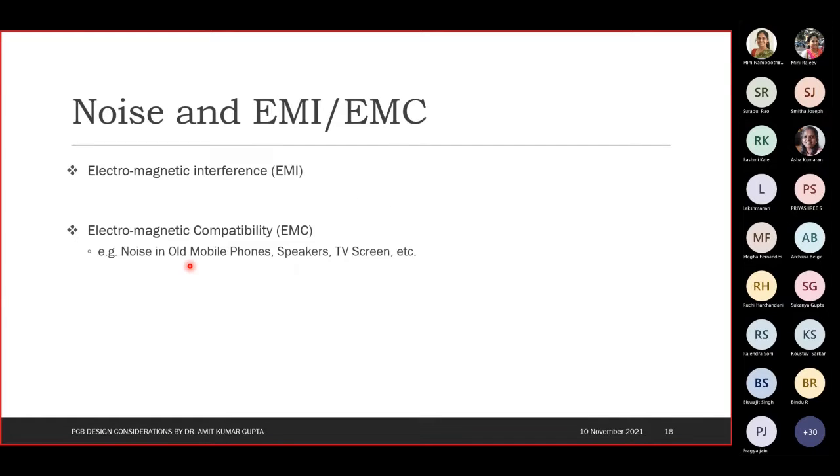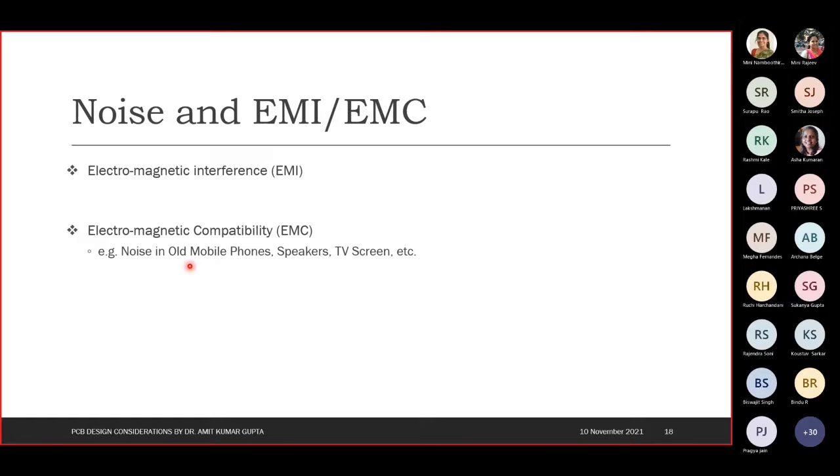So the problem I mentioned: placement and routing cannot be done carelessly. Why? Because of noise and EMI EMC issues. This looks like a very small slide, just a few words, noise and EMI EMC, but this has become the biggest problem in industry for electronic engineers. They have to deal with noise every day in every system. They have to deal with EMI EMC issues in every system. This is a very important topic.